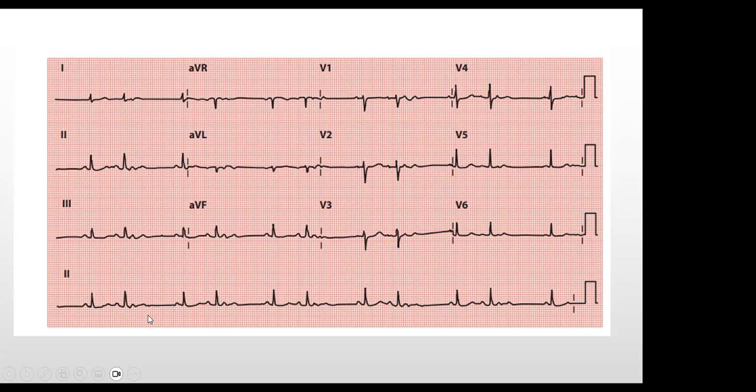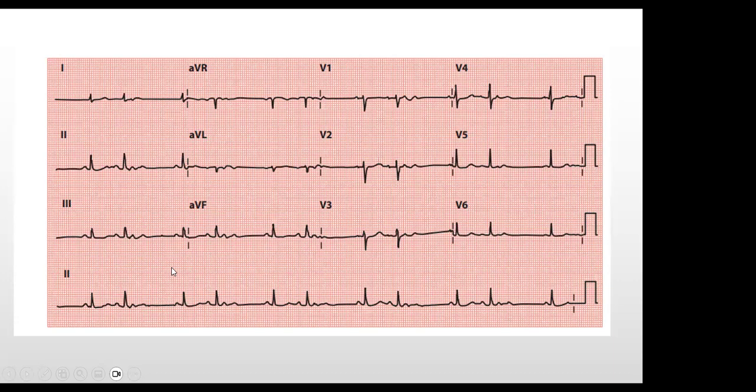So remember that if you have Mobitz type 2. Did you say Mobitz type 2? Gordon, did you say Mobitz type 2? No, type 1. Type 1. Yeah, it's one. Thank you. This one is okay. So it's because there's a progressive prolongation before you have a drop.